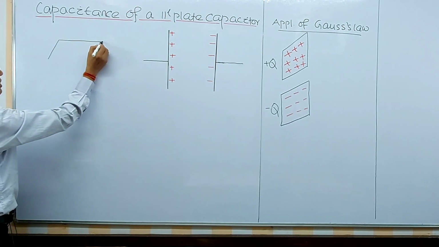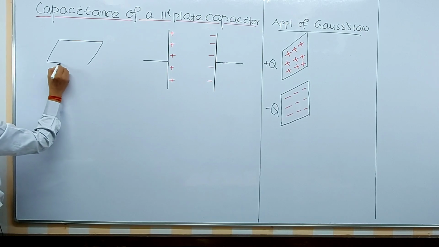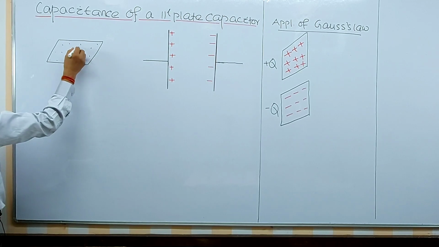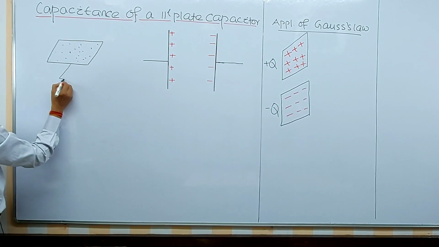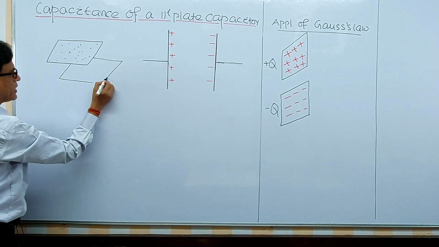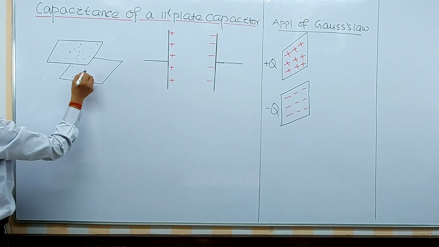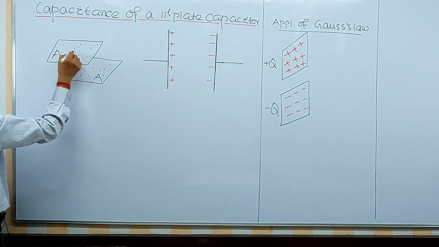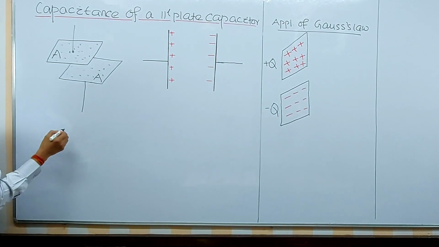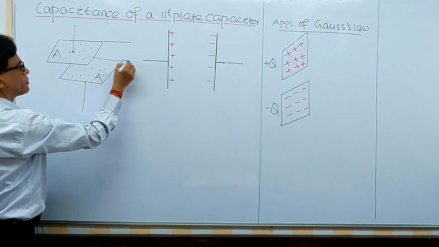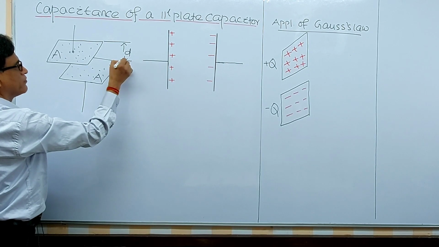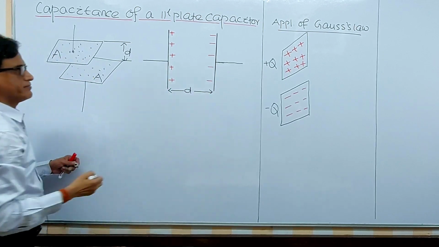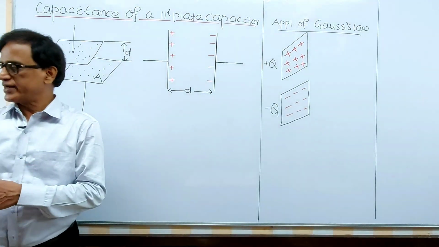A parallel plate capacitor consists of two parallel conducting plates. This is one plate and this is another plate. Both have the same area, one over another. So this is the plate area A, and this is also plate area A. Here you can take a terminal, here you can take the other terminal, and the distance between these two plates is D.